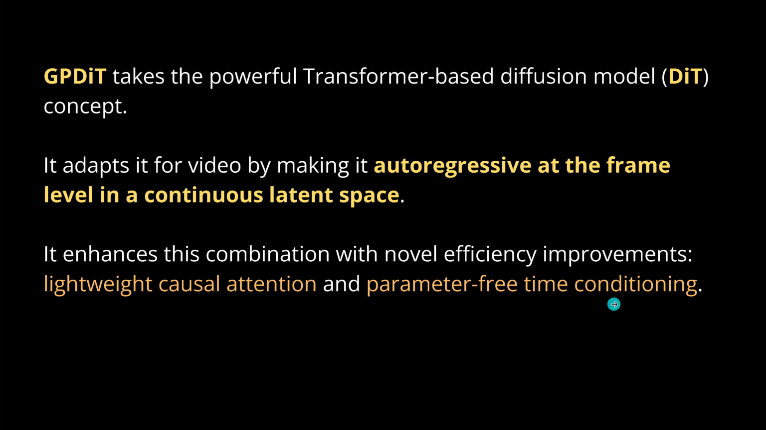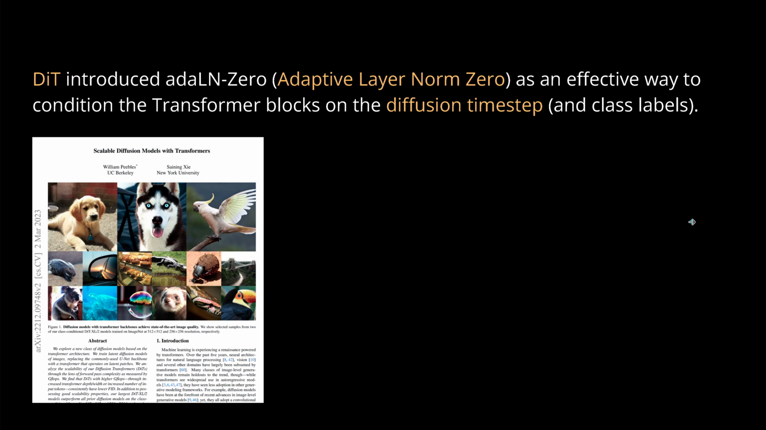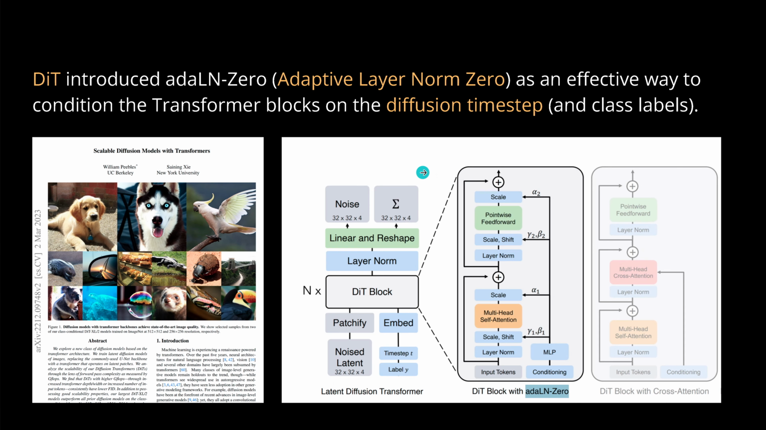And for the time conditioning, we will have a new parameter-free time conditioning, and I'm going to show you this in a minute. Now, you remember in the classical DiTs, this was the publication by UC Berkeley and New York University, we had our adaptive layer norm zero as an effective way to condition the transformer blocks on the diffusion time steps. And yes, we had a video on this, and of course you remember when I showed you the DiT blocks with the adaLN-zero integration. And cross-attention, we talked about this.